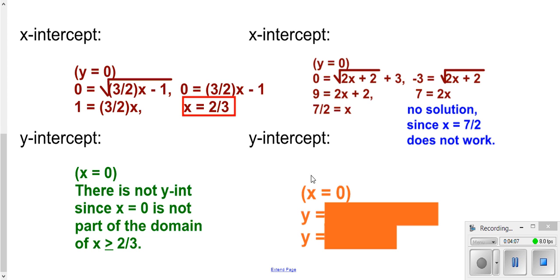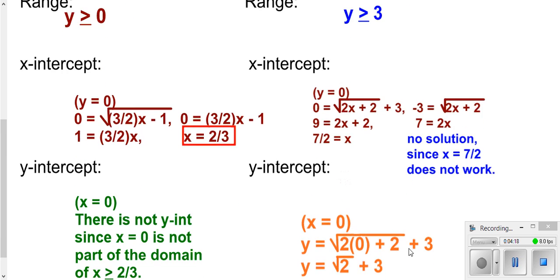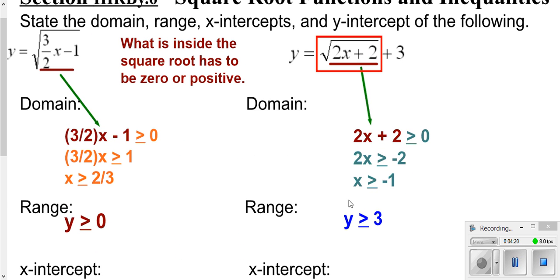Your y-intercept, you plug in 0 for x, and we get the square root of 2 plus 3 as your y-intercept. We knew that we did have a y-intercept because your y-intercept is where you cross the y-axis, and that's when x is 0, and x being 0 is part of our domain.